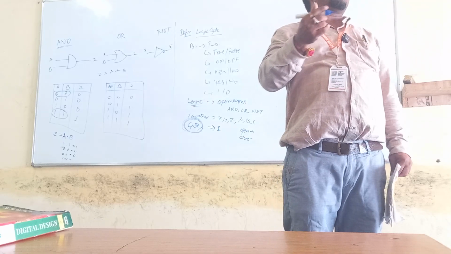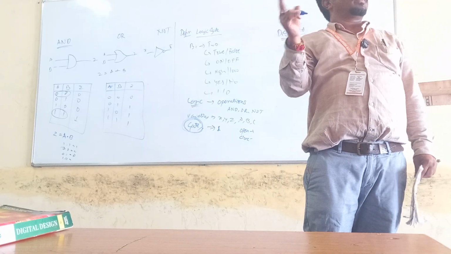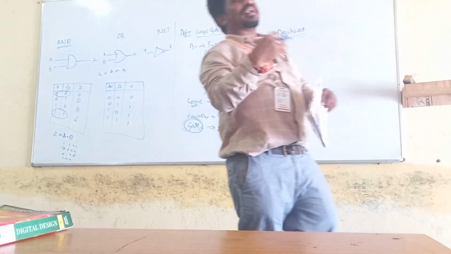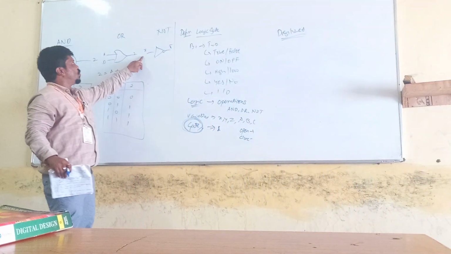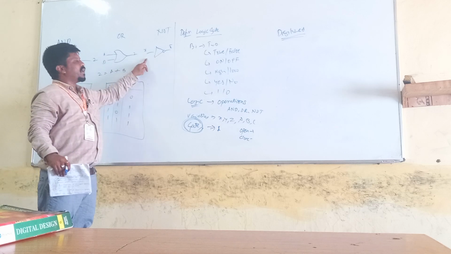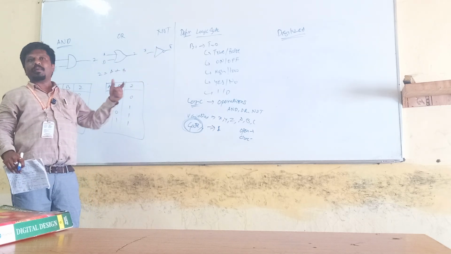Okay, the NOT gate has only one input. If I have 1, then the output is 0. If I have 0, then the output is 1. It means it's complementing; it's giving the complement of the input.